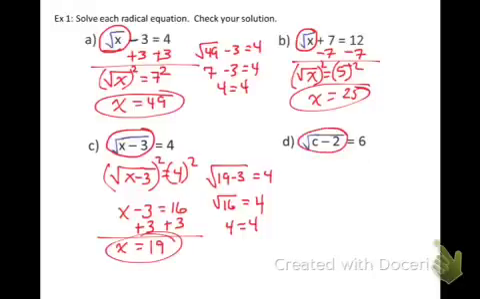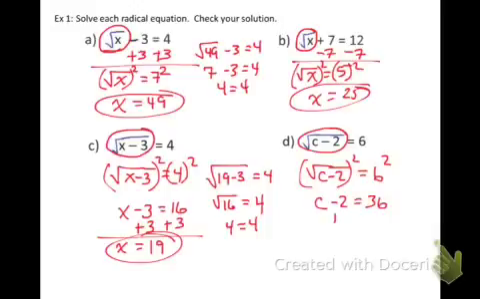Again, check to see if it's all by itself, and it is. So square root of c minus 2 equals 6. Get rid of the square root sign, so you square both sides. So it's c minus 2 equals 36. Add 2, add 2. So c equals 38. There you go. Alright, so that's example 1.